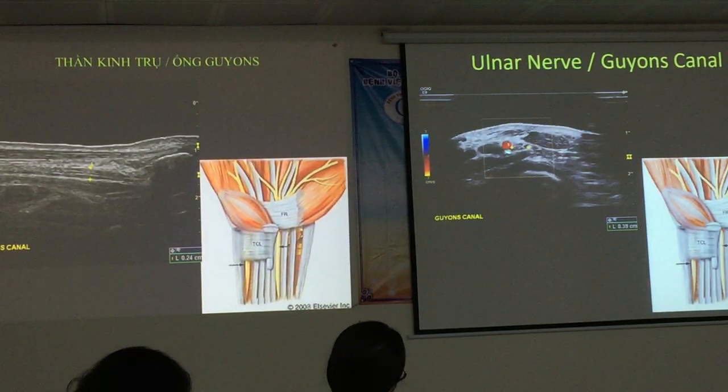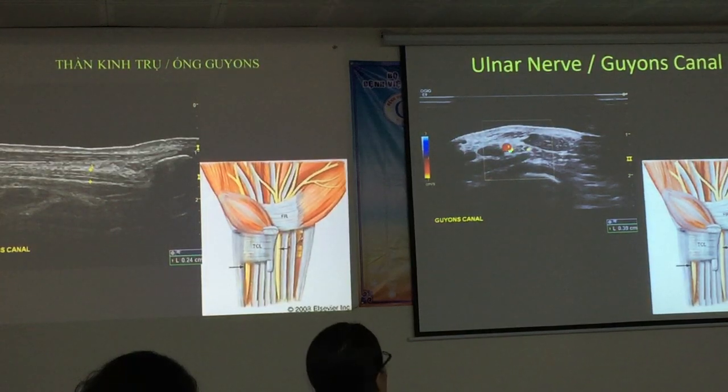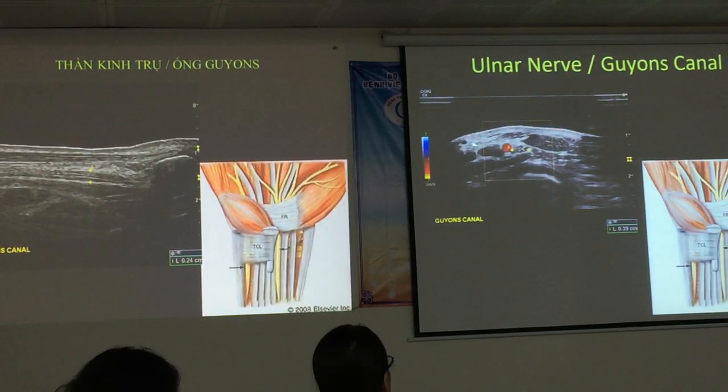And it's easily identified because it lies immediately adjacent to the ulnar artery.